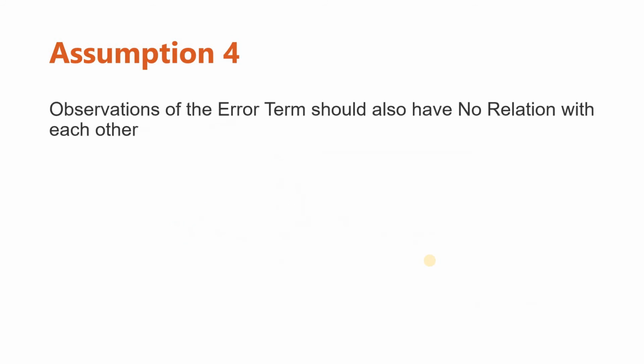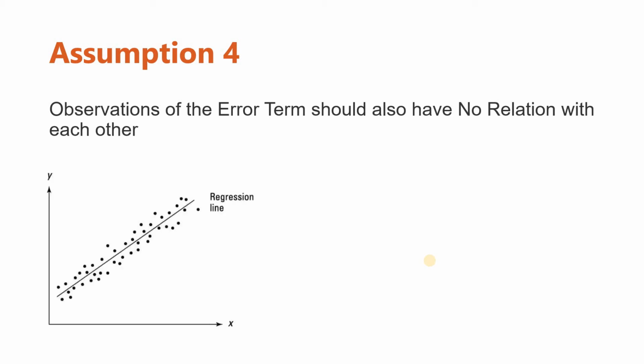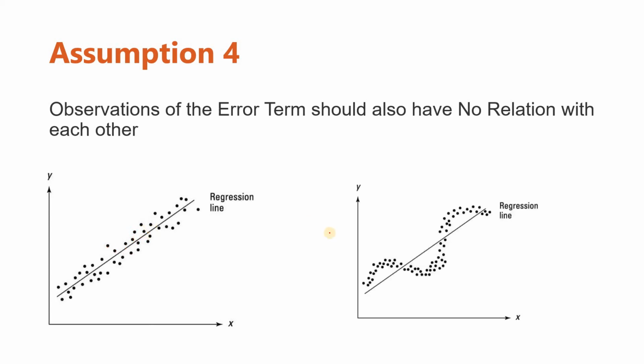Then assumption number 4: observations of the error terms should have no relationship with each other. Okay, and this is also quite obvious. Suppose this is my regression line, and these are my data points. If you calculate the errors for each individual data point, you can hardly find any pattern in the errors, right? But suppose there is a beautiful pattern present between errors. Suppose my data points are like this, then if you calculate the errors, it will go up, then down, then again increase and decrease like that.